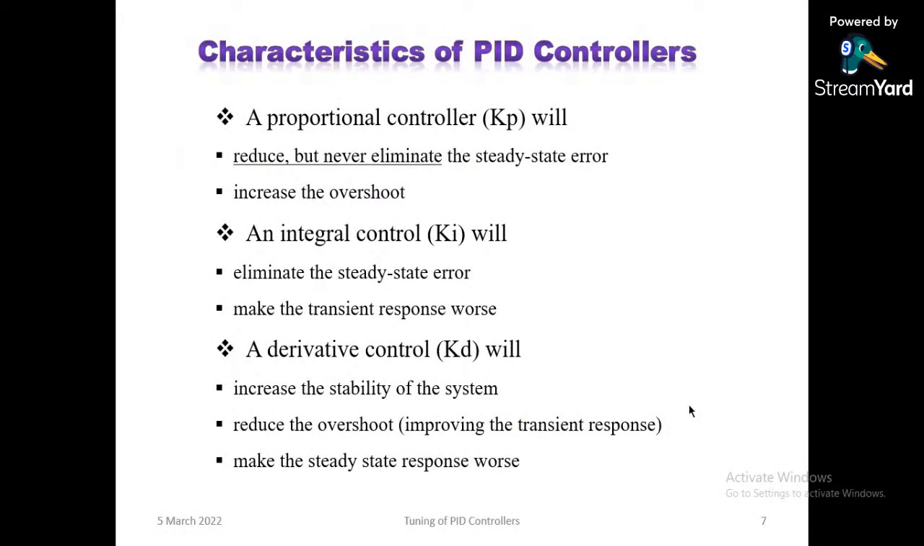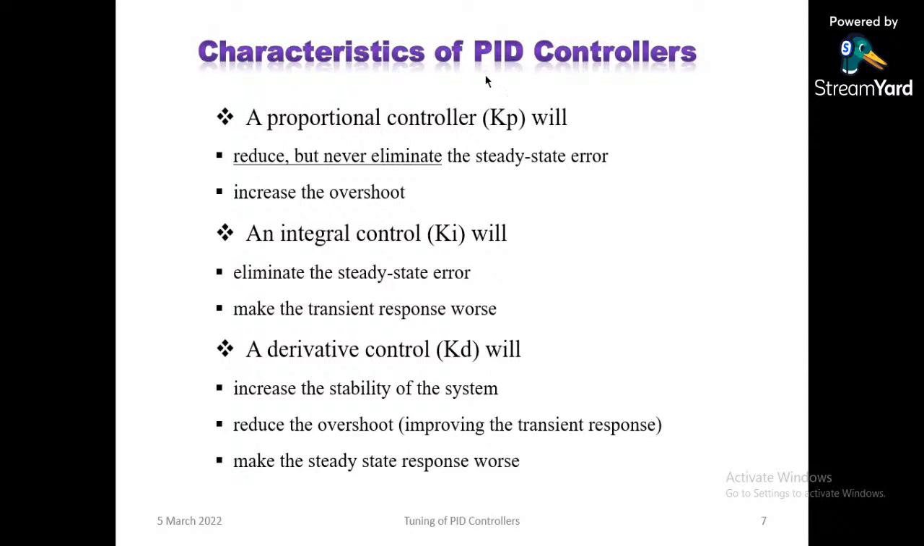So characteristics of PID controls, now concentrate on this one. What the proportional controller will do, and similarly the integral and then derivative. A proportional controller, normally we denote it by Kp. Our total output response can be divided into two parts, transient and then steady state.